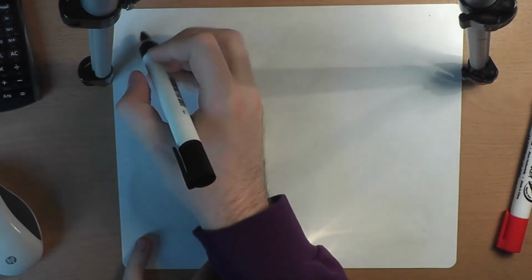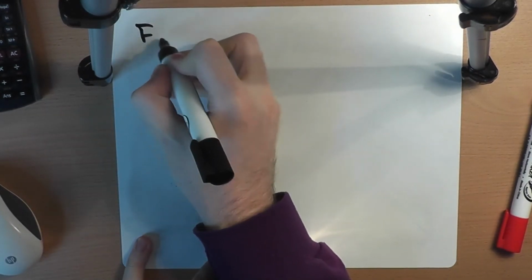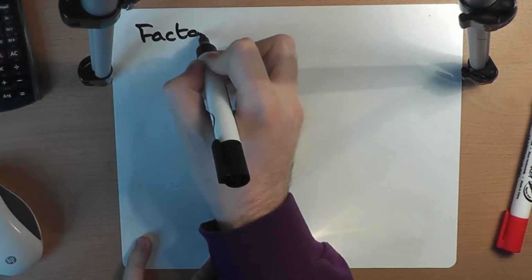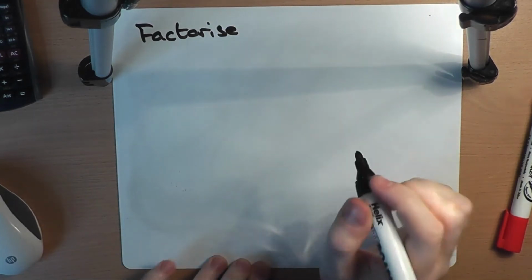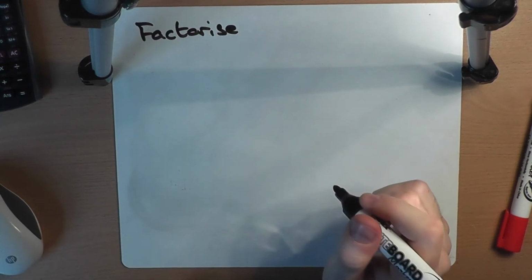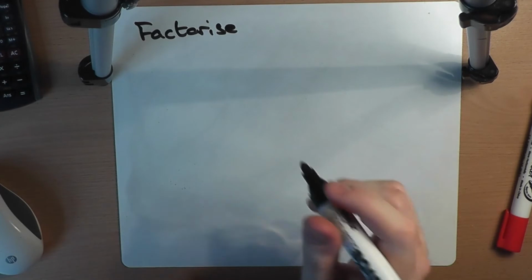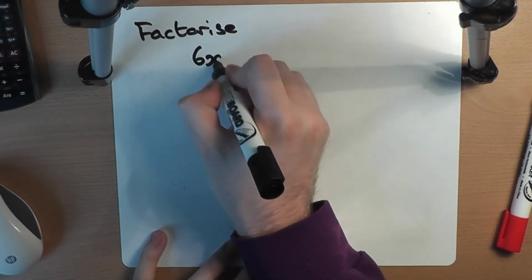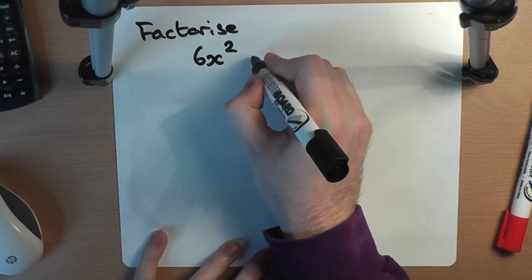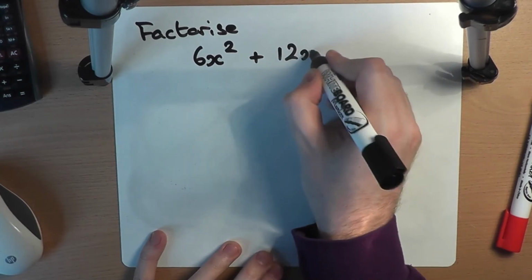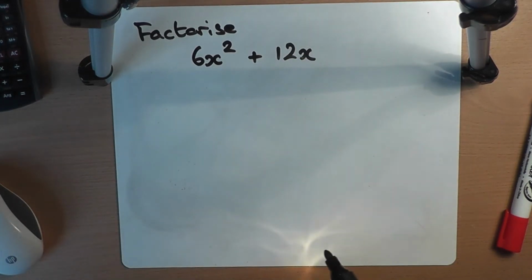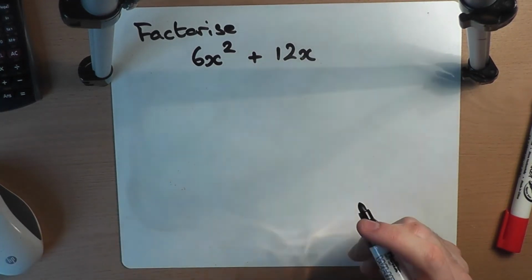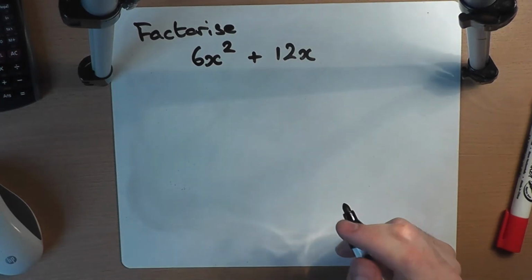Let's do a slightly more complicated one. So again, a straightforward question in terms of how it's asked. Our keyword is factorise, as in put the brackets back in. Let's go for factorise 6x squared plus 12x. It looks a bit more complicated, and I suppose it is because we've got the power in there, but we can still go about things in exactly the same way.